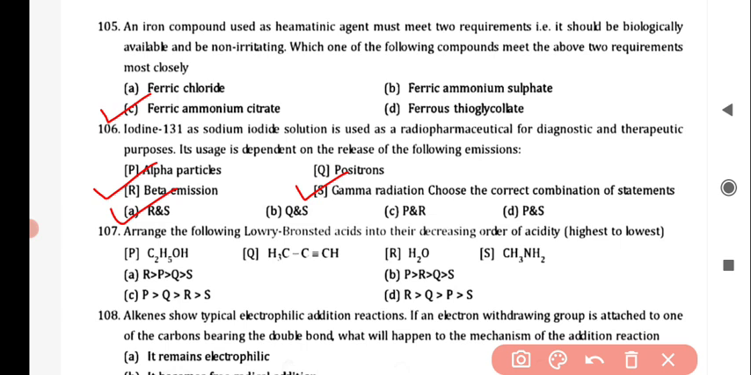Next question: arrange the following Lowry-Bronsted acids into their decreasing order of acidity, highest to lowest. So P is C2H5OH, Q is CH3C≡CH, R is H2O and S is CH3NH2. So the correct answer is option A, that is, highest is R, then P, then Q, and S is lowest.